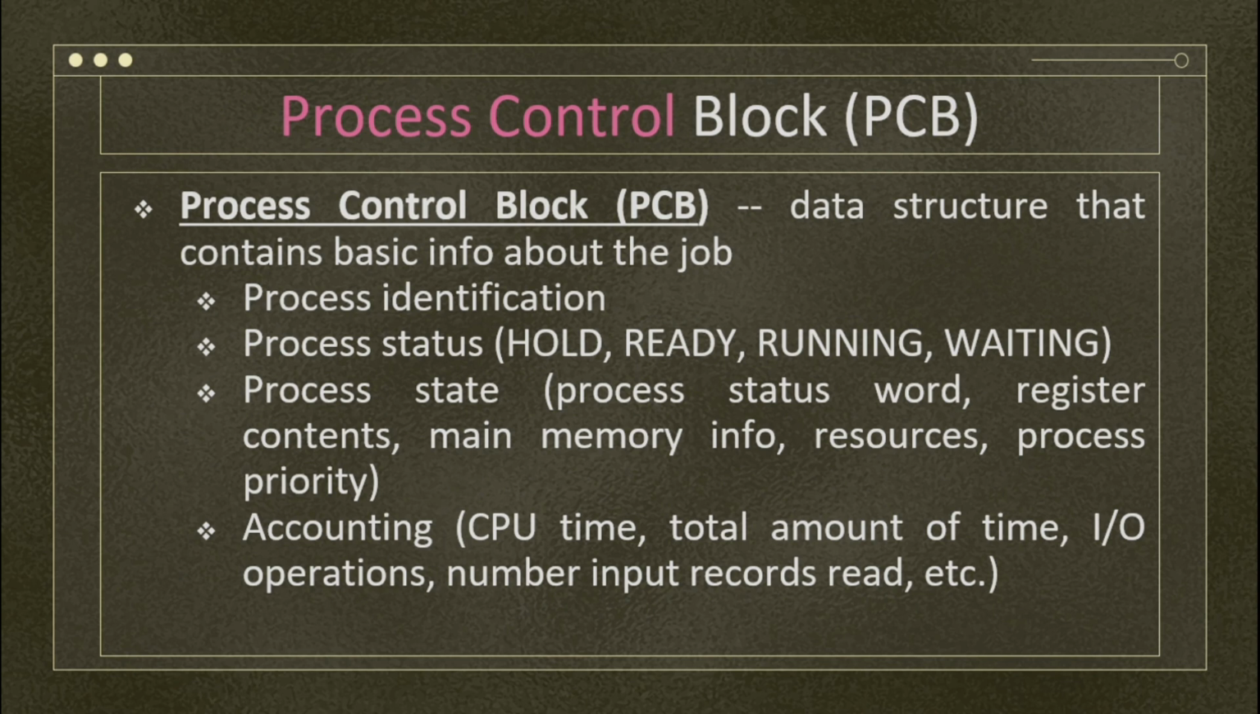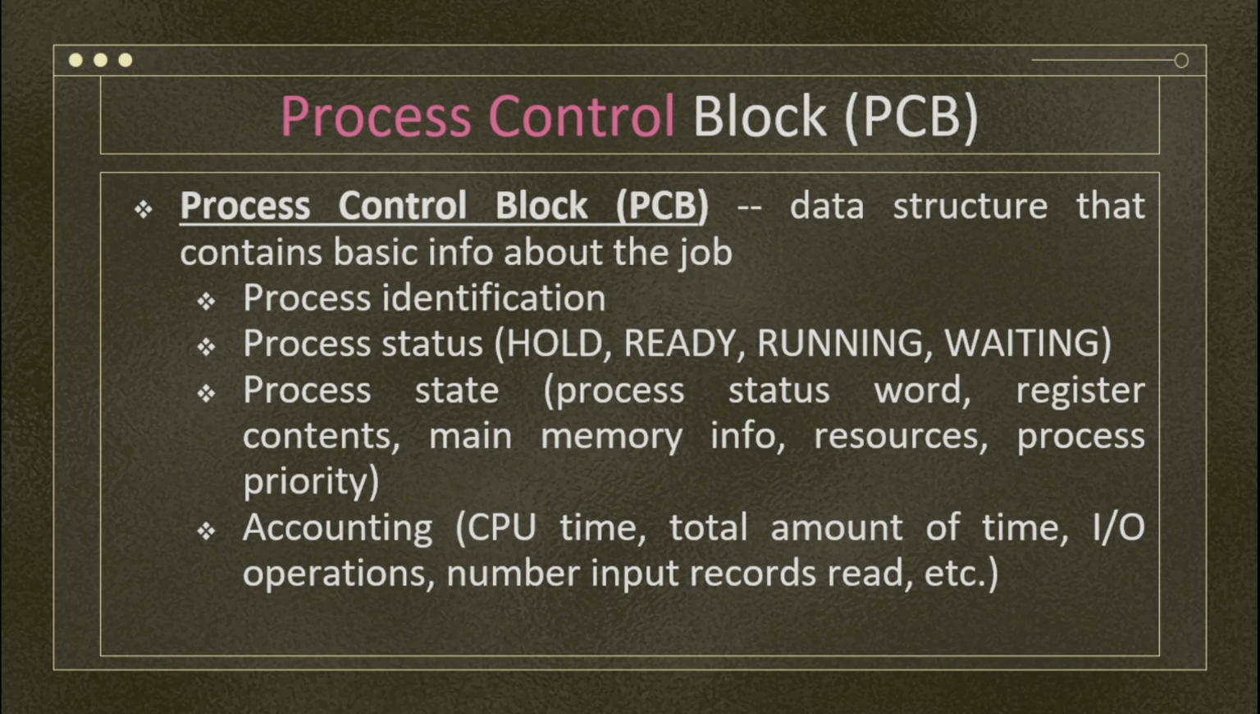Next is the resources. Resources refers to the various assets or components that are required by a system, program, or process to function properly. And the last is process priority, which refers to the level of importance assigned to a process by the operating system.